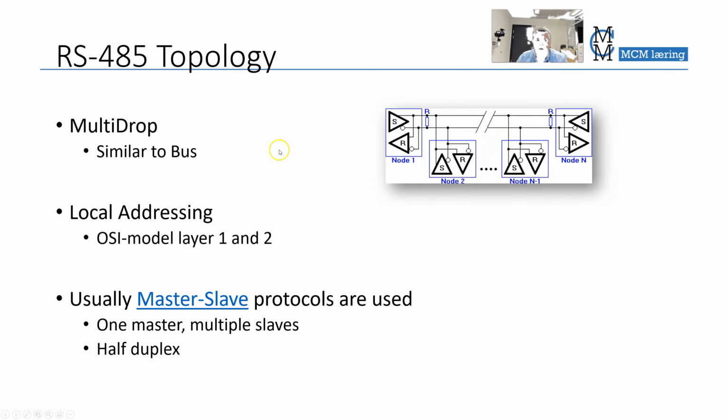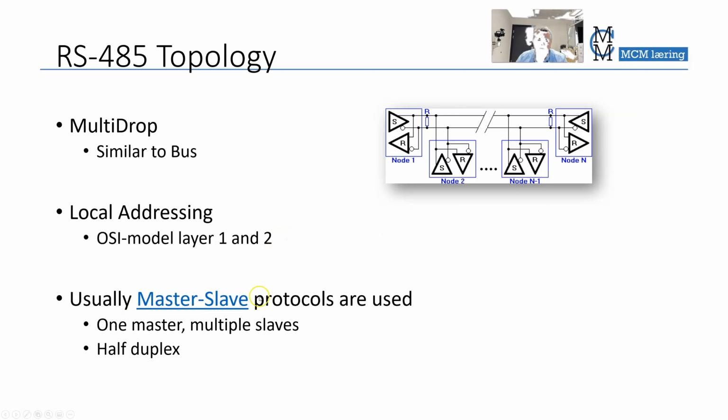You have something called a multi-drop, which is similar to a bus. You have nodes here that connect to a central wire. You have local addressing, which means that you have up to 32 devices in a network, but the address doesn't contain any information on where the nodes are. So it's not possible to build subnets, etc., like you can build with an Ethernet or TCP/IP based network.